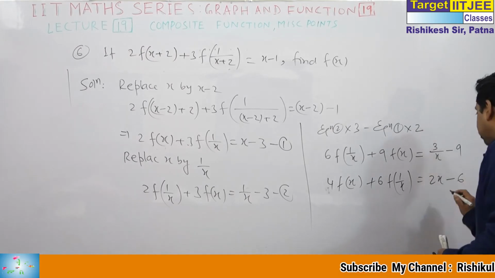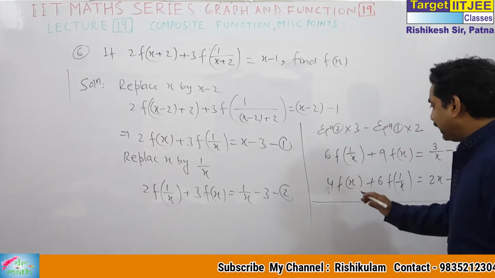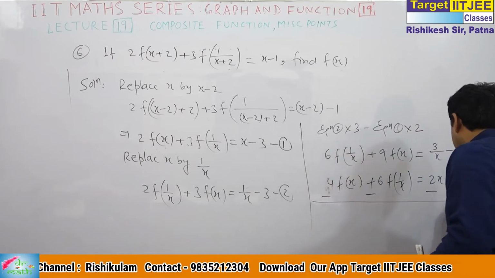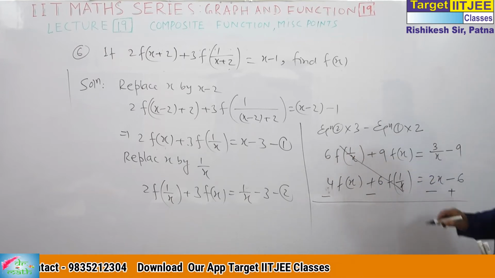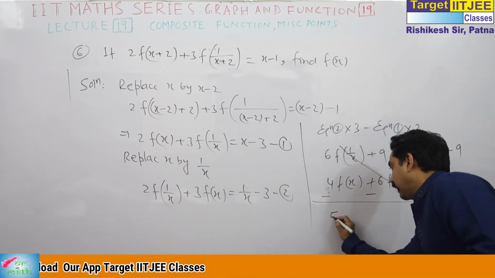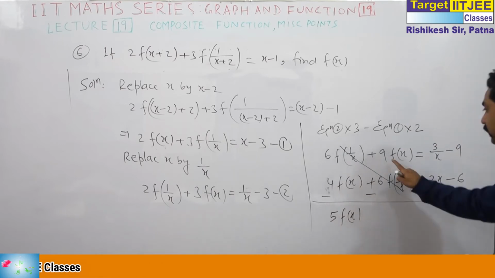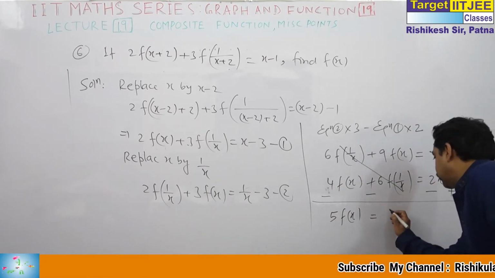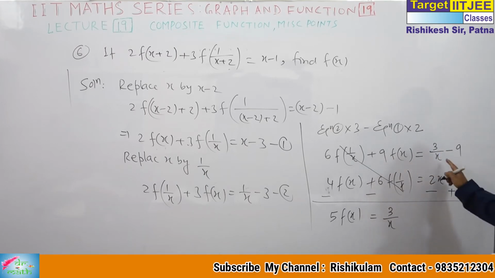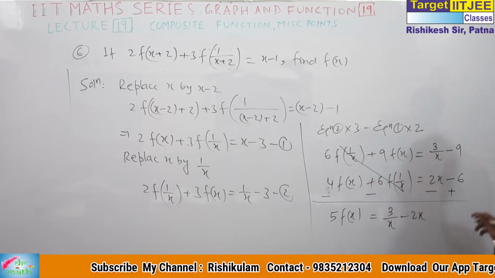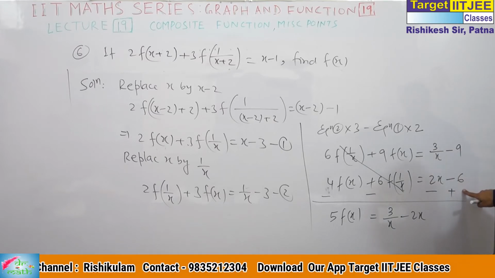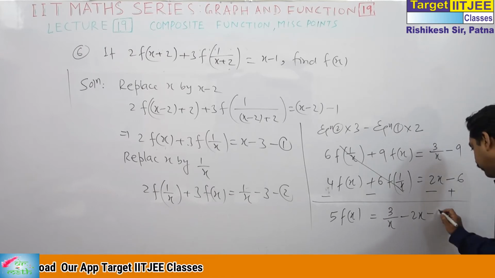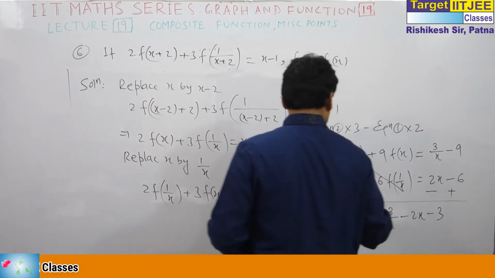And minus what? 6. So now do the subtraction. When we subtract, change the sign of all. Actually, these will cancel. What is this? This you can say is 5fx. 9 minus 4 is what? 5. This is what? This is, you can say, 3yx minus 2x, and this is what? Minus 9 plus 6 is minus 3. So 3yx minus 2x minus 3.